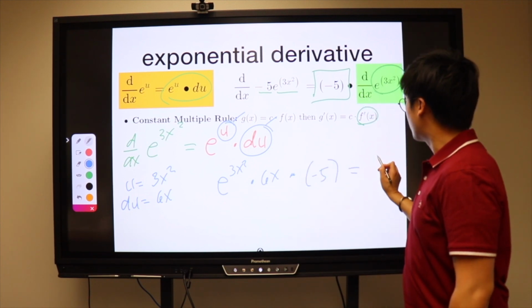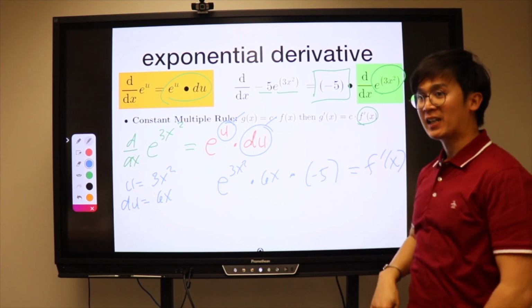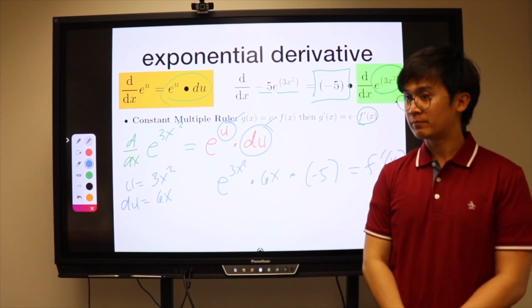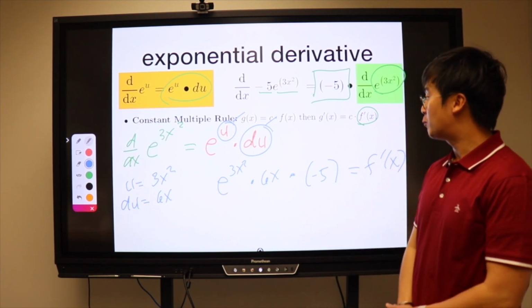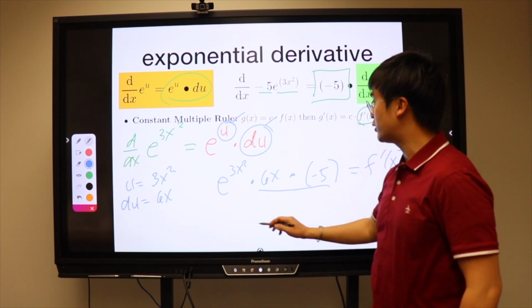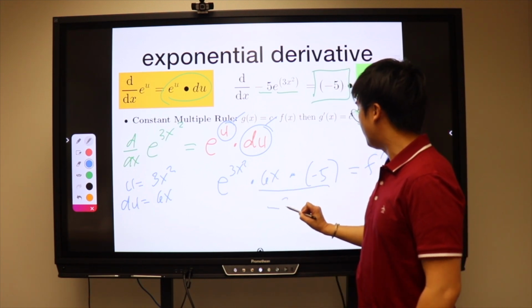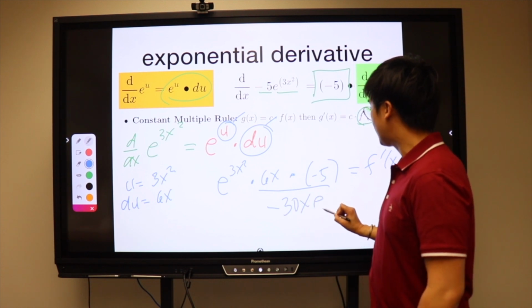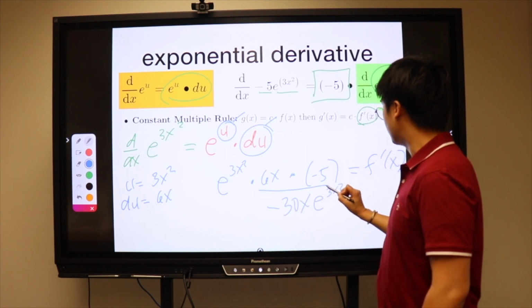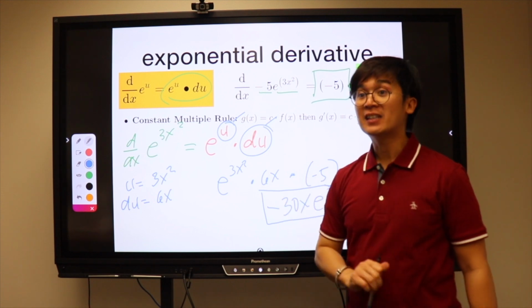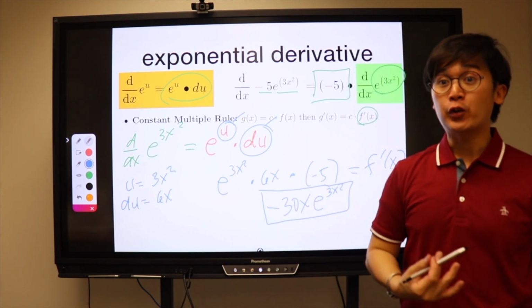And this is now your f prime of x. Can we make it prettier? Yes. How are we going to make it prettier? Combine these two and we'll write it as negative 30x e to the 3x squared. That is the standard form of writing out your function.